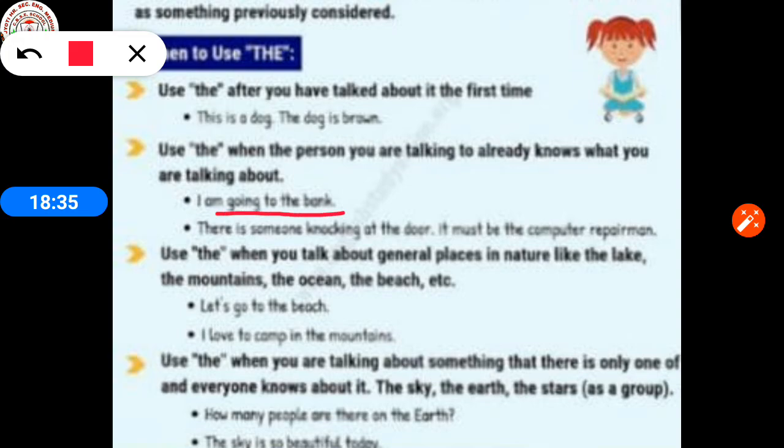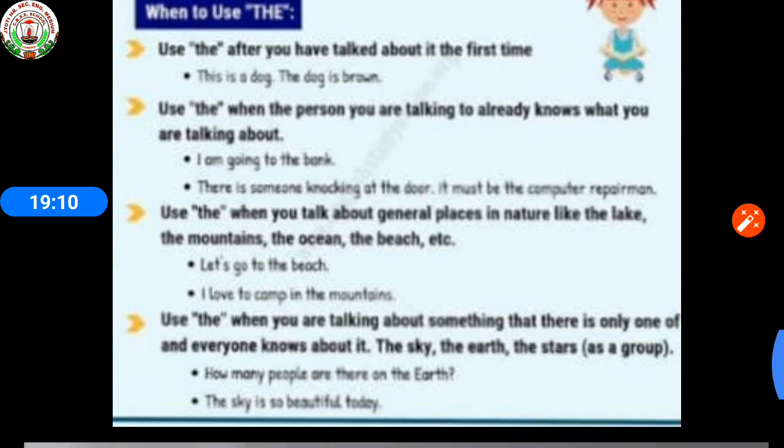I am going to the bank. There is someone knocking at the door. It must be the computer repairman. So here we can use the, and we know the person about whom we are talking. See the next.